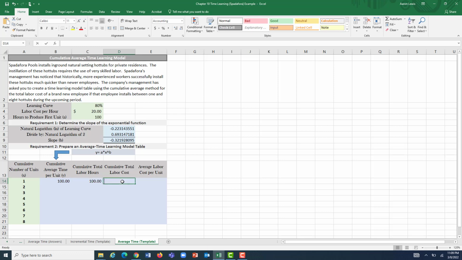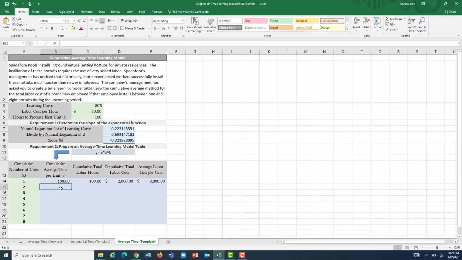Our cumulative total labor cost will be the 100 hours our employee is going to take to put in the first hot tub times the $20 an hour that we're paying. And therefore, the average cost to put in a hot tub at this point, since we only put in one and it costs $2,000, will be $2,000 on average.